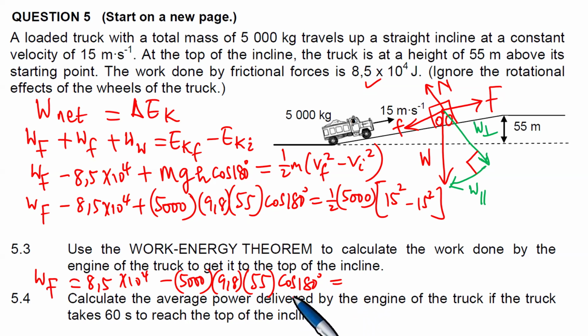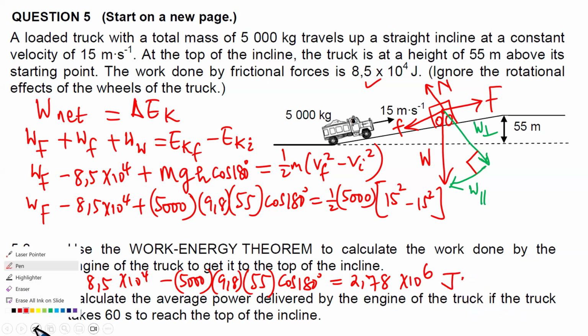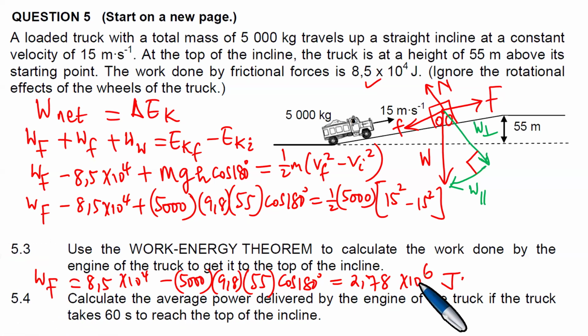So in the end, then we use the calculator to subtract everything here. And if we use a calculator to subtract everything, we get 2,78 times 10 to the sixth power joules. Right, so this is actually the work done by the engine of the truck to get it to the top of the incline. It is actually the work done by the truck to get it to the incline.